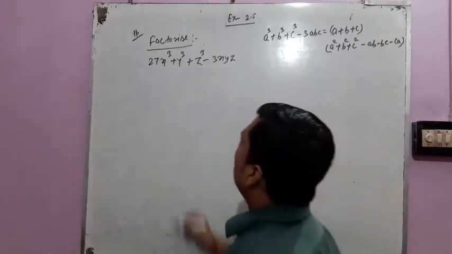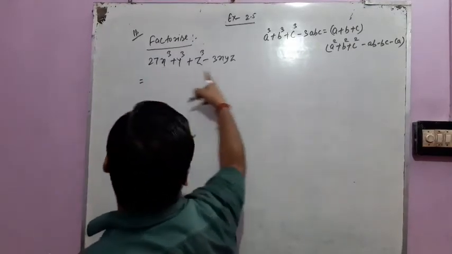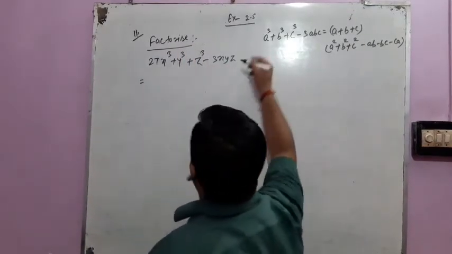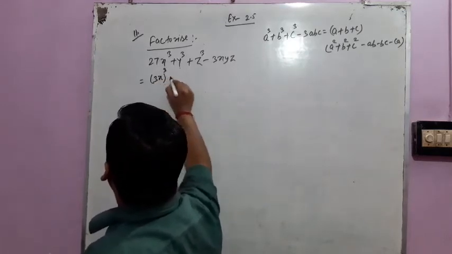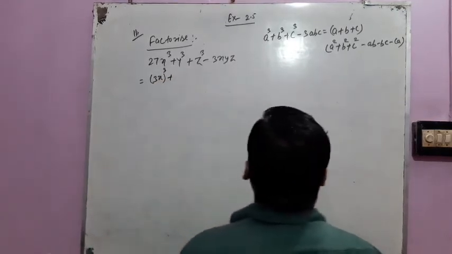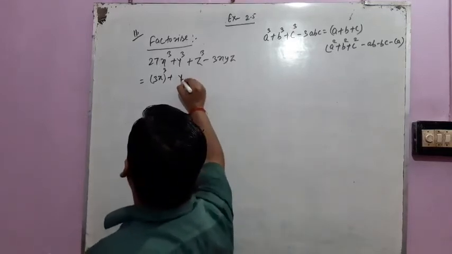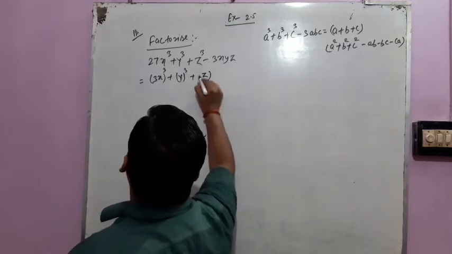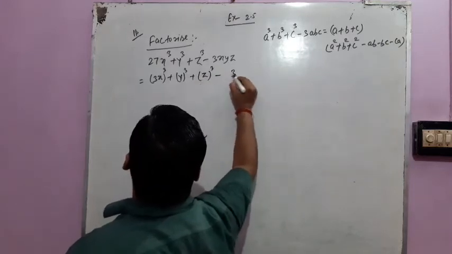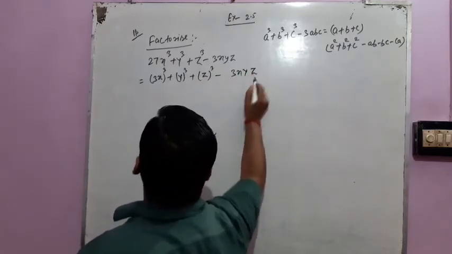Okay. Now, what is the cube of 27x cube? We can write it in the form of 3x whole cube. y cube we can write in the form of y whole cube. And z cube we can write in the form of z whole cube, minus 3xyz.